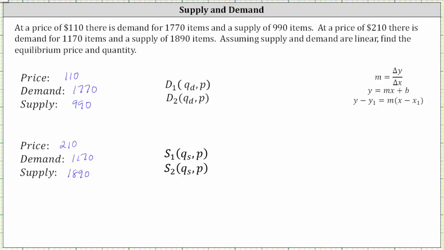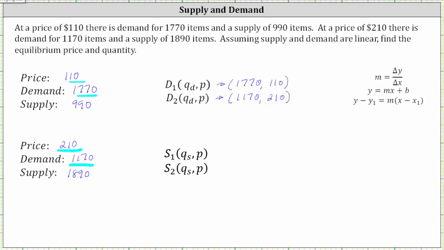Beginning with 2 points on the demand function, we know the demand is 1,770 when the price is $110. This gives us the ordered pair 1,770, 110. And we also know the demand is 1,170 when the price is $210. This gives us the second point of 1,170, 210.